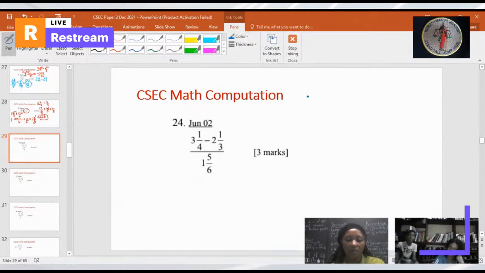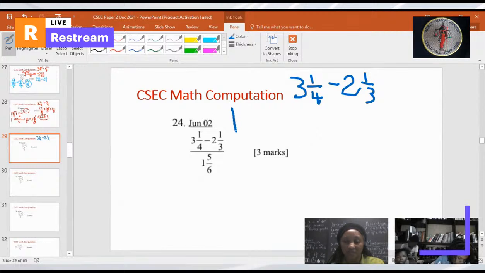Okay, so this will be 3 and 1 over 4 minus 2 and 1 over 3, miss. So the 3 from the 2 would give you 1, miss. It's 3 minus 2. All right. And what next?